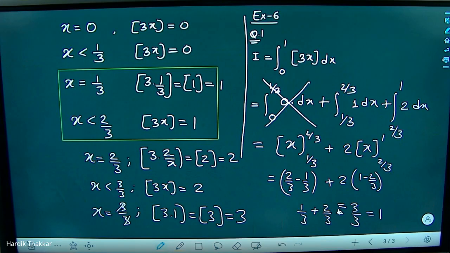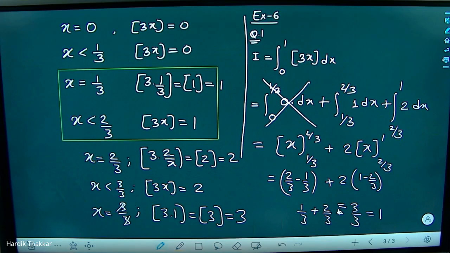Correct? So basically we have considered all the values from 0 to 1. For example, 0 we can write as 0 by 3, which will be 0, so our lower limit will be 0. Then we went for 1 by 3, and from 1 by 3 to 2 by 3 in this way.